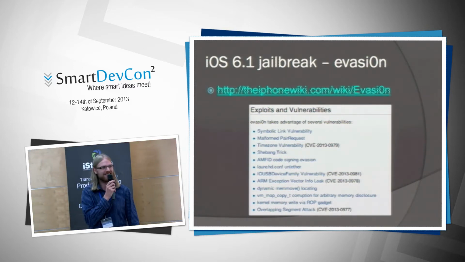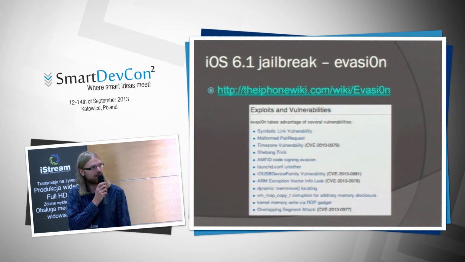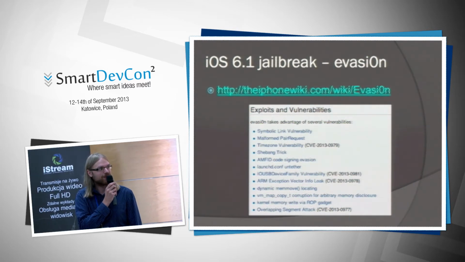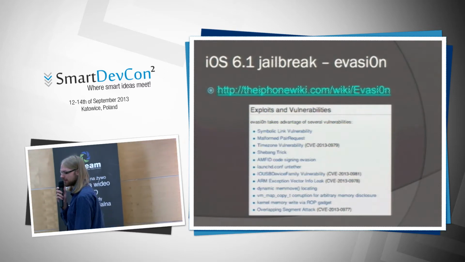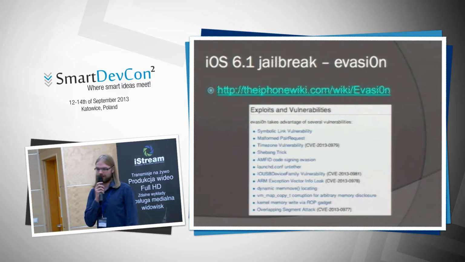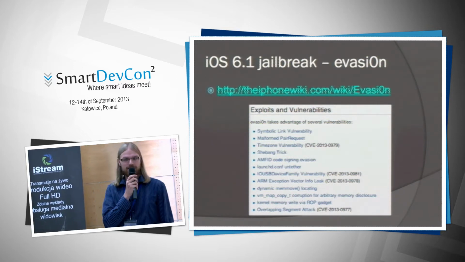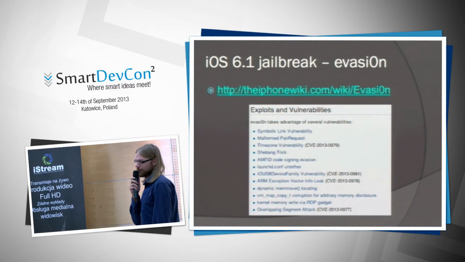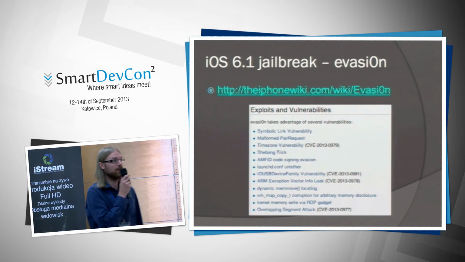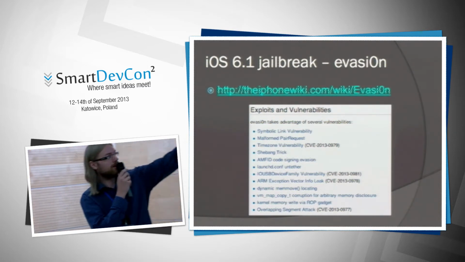I think that there are 12 vulnerabilities. And all of them are really weird. These are not typical vulnerabilities, because the layers of the system that you have to break are really different from a desktop computer. For example, I'd like to mention this one called Shebang Trick.